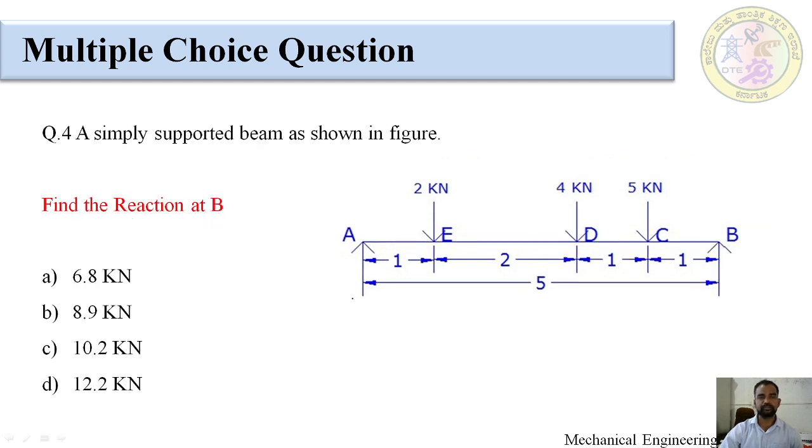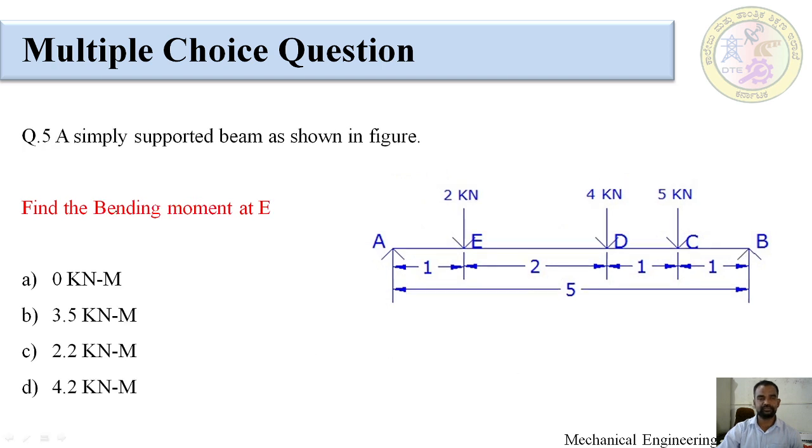Fourth question, a simply supported beam as shown in figure. Find the reaction at B. How much reaction happened at B? There would be 4 answers: 6.8 kilonewton, 8.9 kilonewton, 10.2 kilonewton, 12.2 kilonewton. Do proper calculation and get the answers. Lastly, you have a simply supported beam as shown in figure, find the bending moment at E point. This would be the same diagram. You have 4 choices. You have to answer carefully.